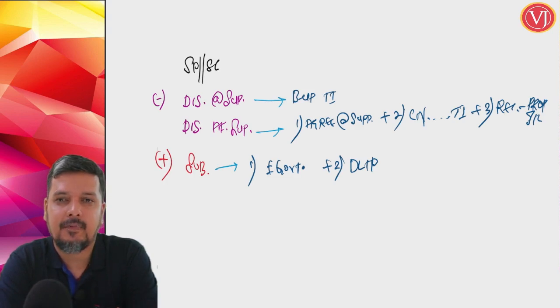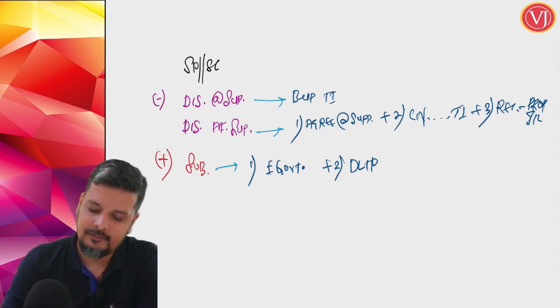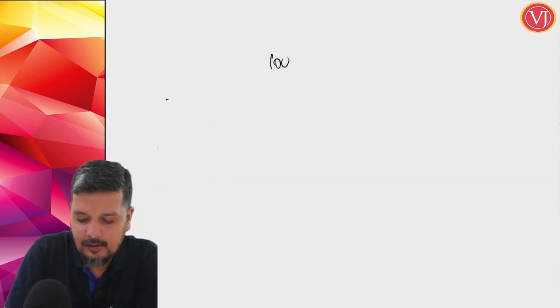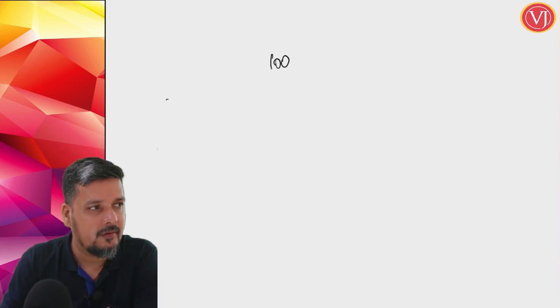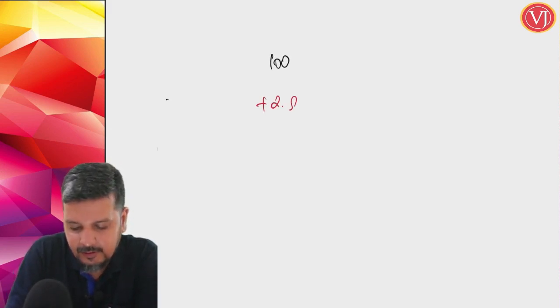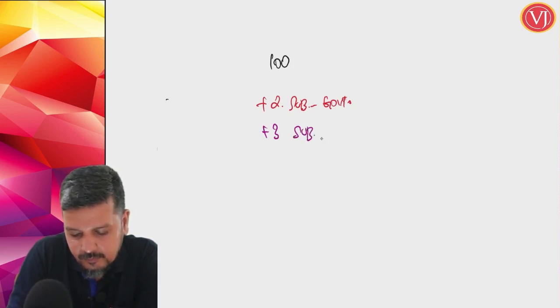Now look at the example carefully. If I am selling something for 100 rupees, and I am getting lot of subsidies. 2 rupees subsidy, government is giving me. 3 rupees subsidy, my holding company is giving it.